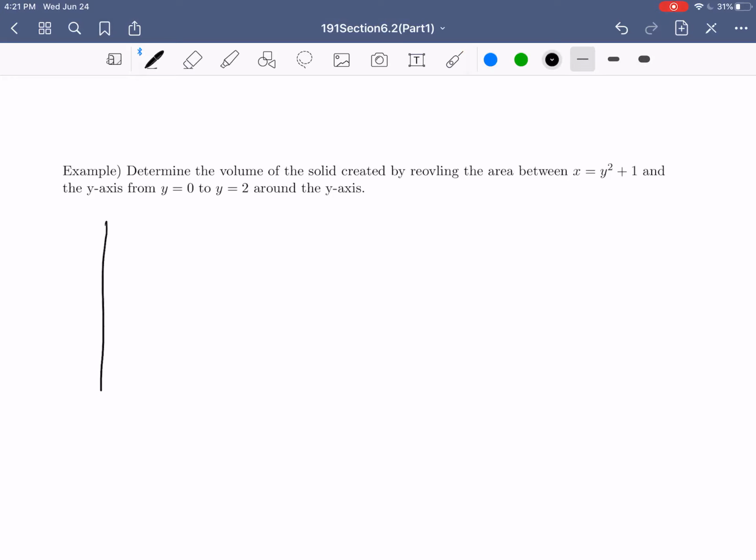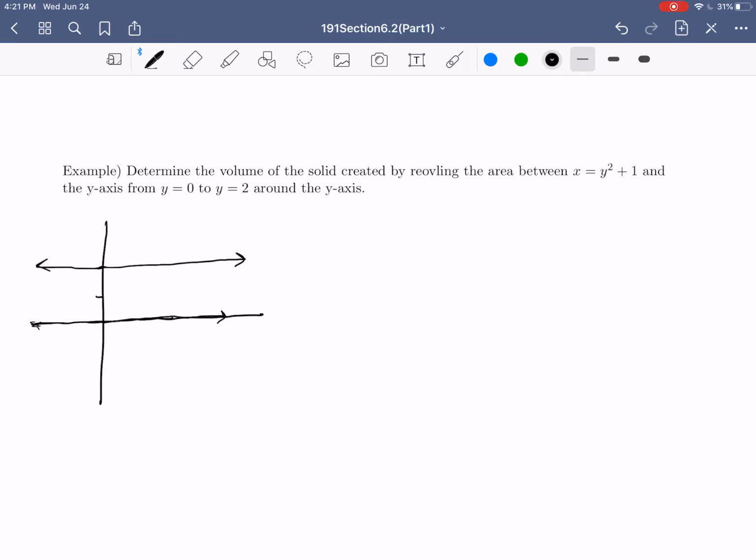So let's go ahead and draw this out. Okay. So we know y equals 0 is going to be an important boundary, and then 1, 2. I guess we know y equals 2 is going to be an important boundary.